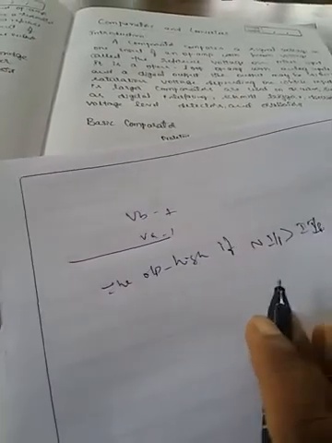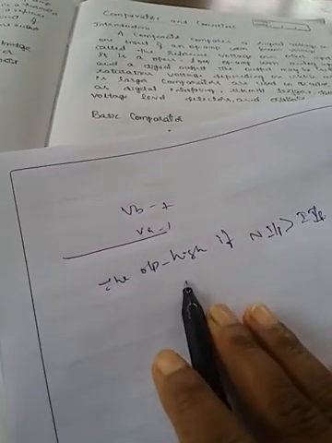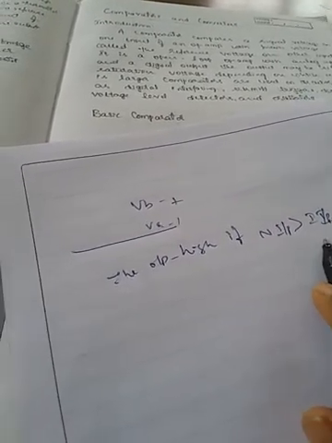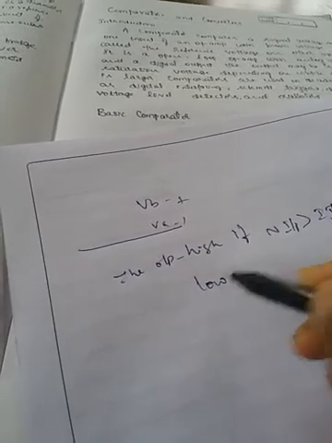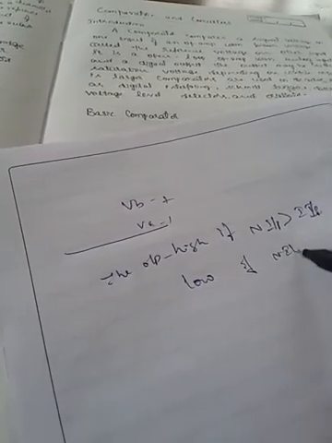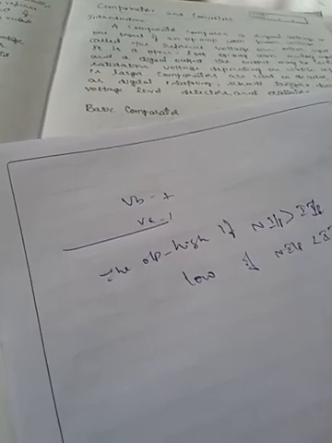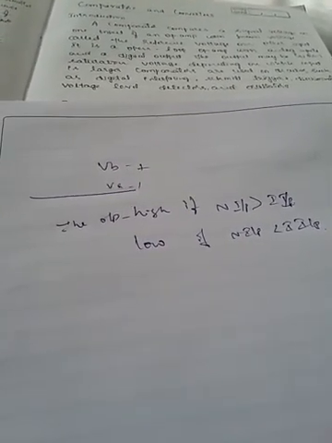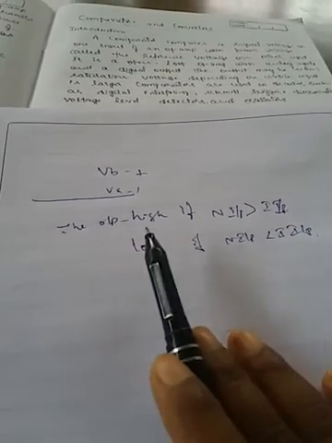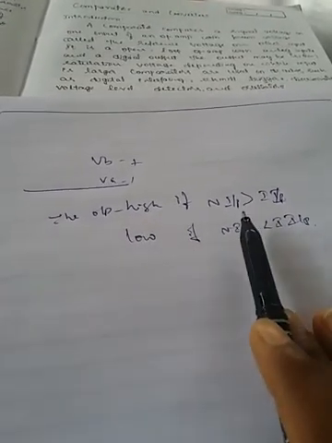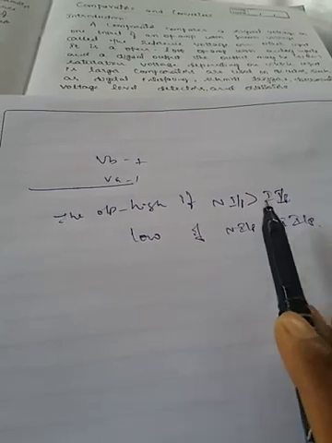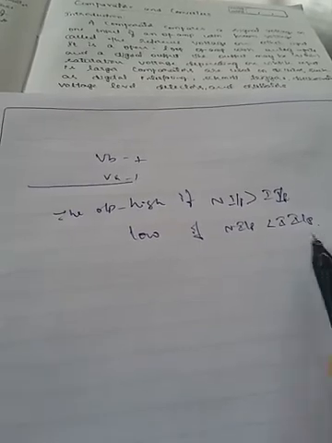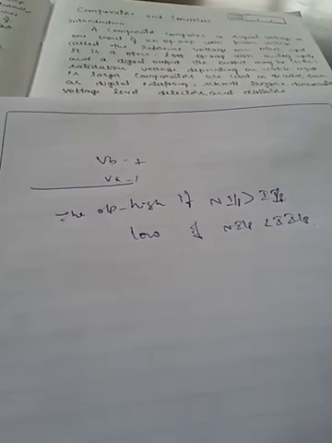The output is always at a high level, that means logic 1 level, if the non-inverting input is greater than the inverting input. Similarly, the output goes to the low level if the non-inverting input is less than the inverting input. So irrespective of where the reference is connected and where the input is connected, you have to remember these two points. If you remember this, you can easily analyze the circuit.